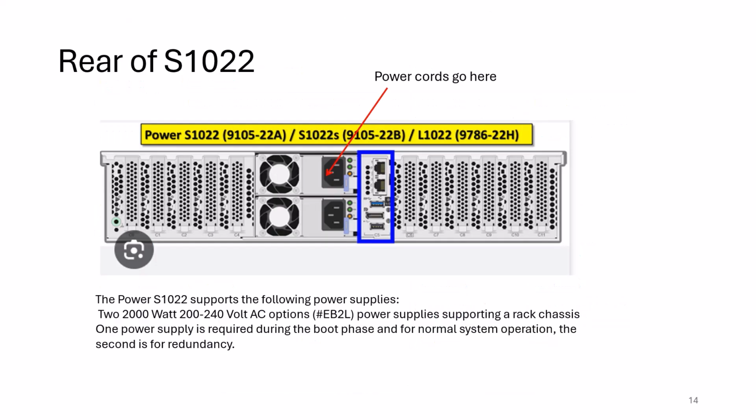This slide is just showing you the rear of the Power 10 1022, and this is the one that supports two 2000 watt power supplies. And you can see here that we have two power cords. The first power supply is the one that you're typically going to be using. The second is for redundancy. And you only need one power supply during the boot phase or for normal system operation, but you should always connect both power supplies so that you have redundancy in case of a problem.